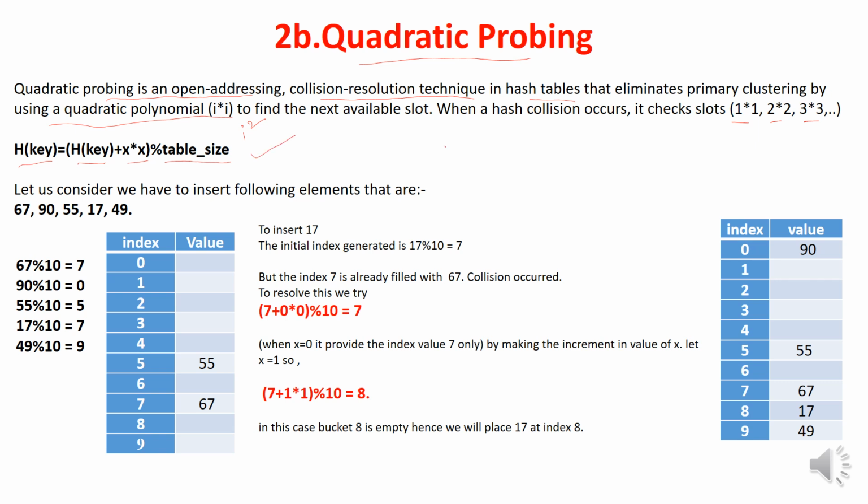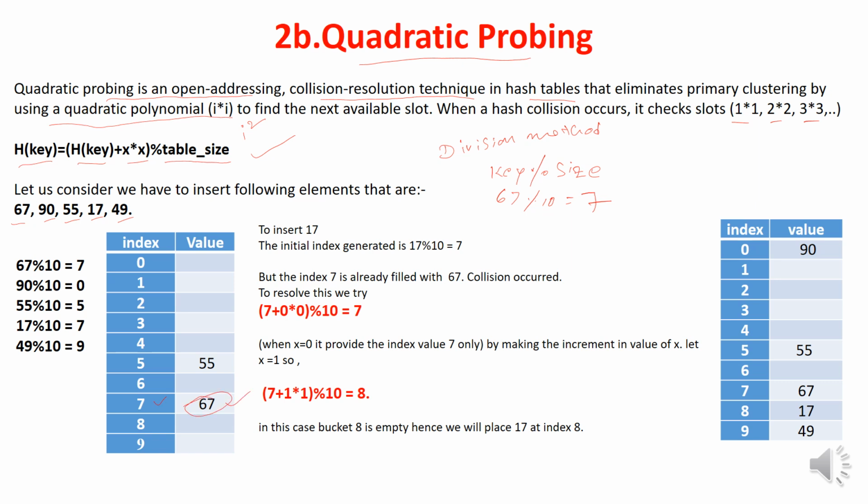Generally, we use the division method. Division method means the key is divided by the size of the table. Say, if I wanted to store 67, 90, 55, 17, 49. So initially, 67 percentage 10 gives you 7. Is 7 free? Yes. So 67 is placed at location 7.